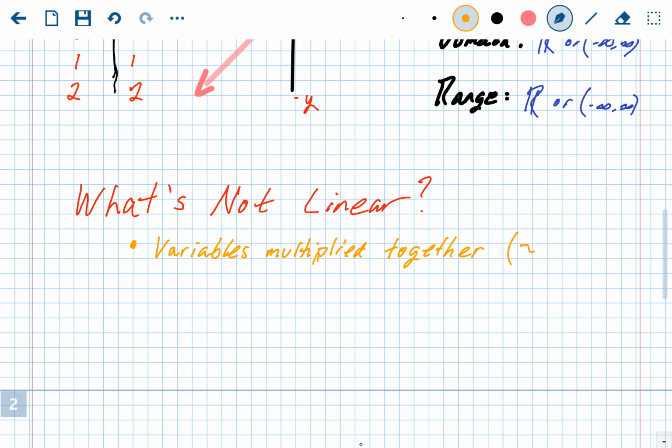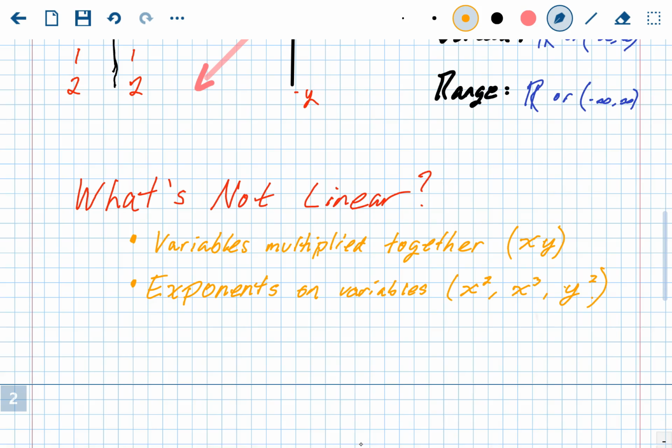So anytime you see an x times a y, not linear. The second thing, exponents on the variable other than 1. We said that the exponent on the x value of a linear equation is always 1. If there's ever an exponent that's not 1, it's not linear. So if you ever see an x squared or an x to the third or a y squared, that's not linear, or any other exponent on a variable.